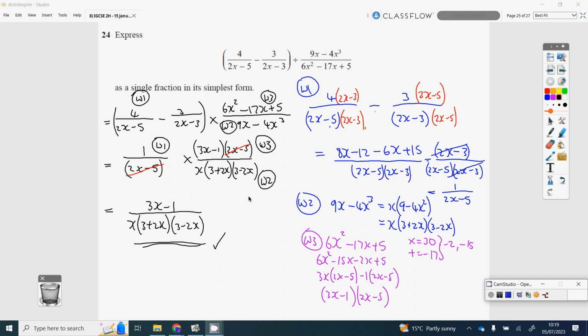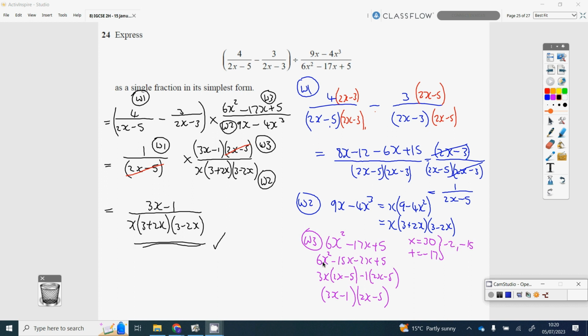And then my third working is factorizing this 6x squared minus 17x plus 5, which I've just done down here in purple. So what two magic numbers multiply to be 6 times 5, which is 30, yet at the same time add to be the minus 17? That's minus 2 and minus 15. So you rewrite this three-term expression as four terms. You rewrite the minus 17x as minus 15x and minus 2x. Doesn't matter which way around.